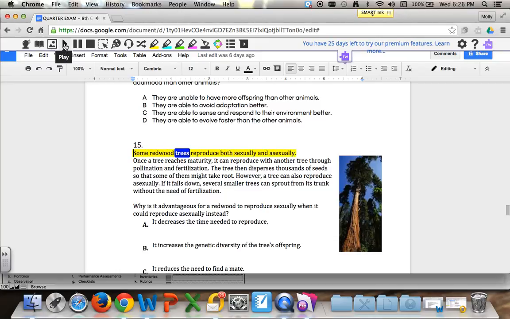15. Some redwood trees reproduce both sexually and asexually. Once a tree reaches maturity, it can reproduce with another tree through pollination and fertilization. The tree then disperses thousands of seeds so that some of them might take root. However, a tree can also reproduce asexually. If it falls down, several smaller trees can sprout from its trunk without the need of fertilization.